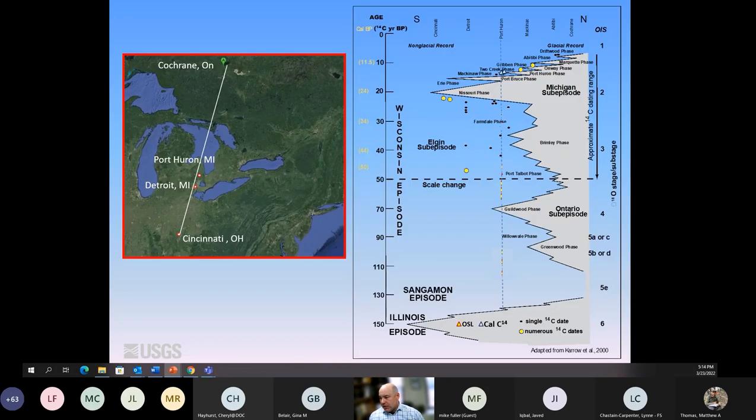Elsewhere in the region, this is a diagram, again, from Paul Karrow out of Canada, and it's a time and distance diagram showing, from Cochrane, Ontario to Cincinnati, Ohio. These spikes to the left of the diagram on the screen are further to the south, and they've got radiocarbon control, and they're showing the oxygen isotopes.